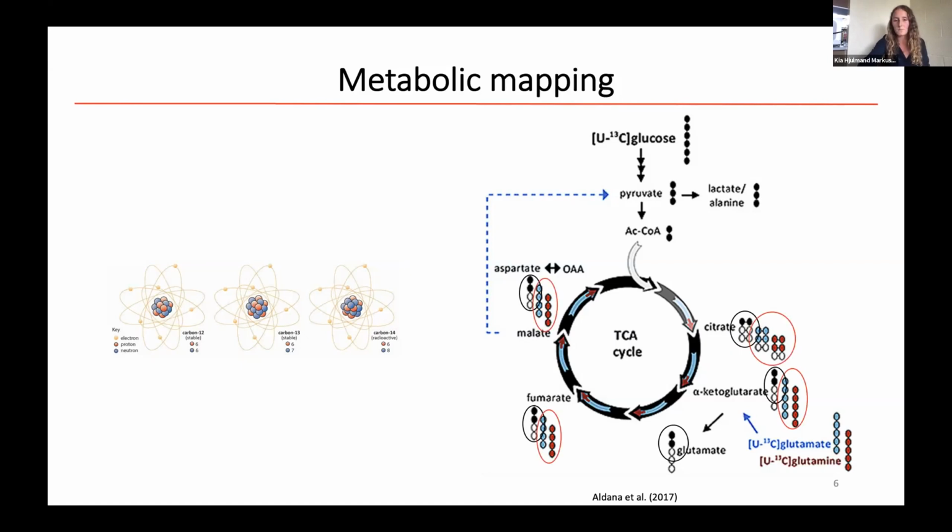meaning all of these have 13C labeled carbon. So the only thing important to remember here is that different substrates will generate different labeling patterns that we can measure by GCMS.